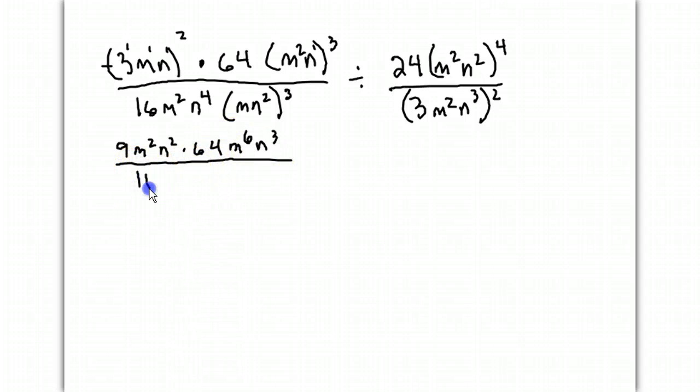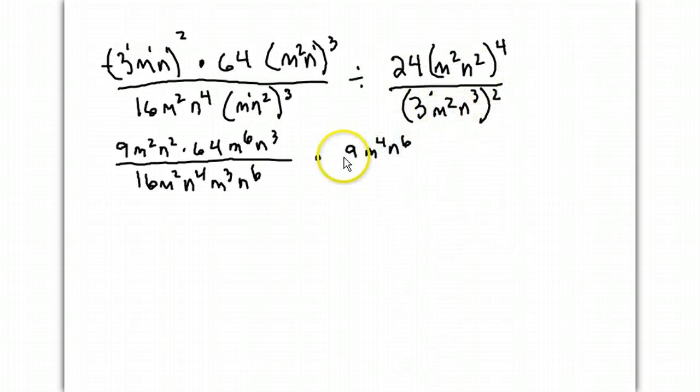The bottom you have 16m squared n to the 4th, but when you take care of this 3, it multiplies times all the powers, so you're going to have m to the third, n to the 6th. So that's done. You know you have to flip this because it's division, but this 2 deals with all the powers on the inside, so you're going to have a 9 on the top, m to the 4, n to the 6 when you flip this fraction. When you look at the bottom, it's actually this top here, so you're going to have a 24. This 4 multiplies, so you have m to the 8, n to the 8. So you got rid of all the fractions.